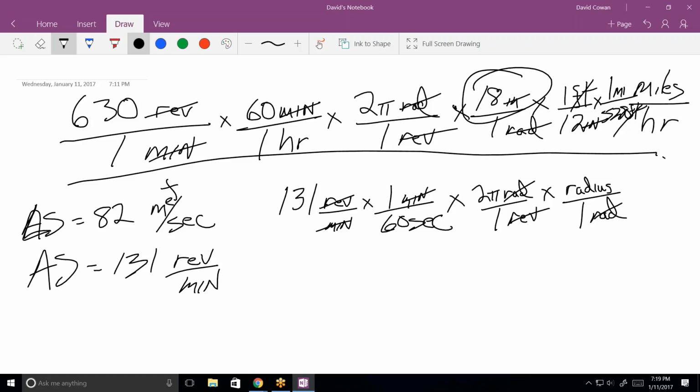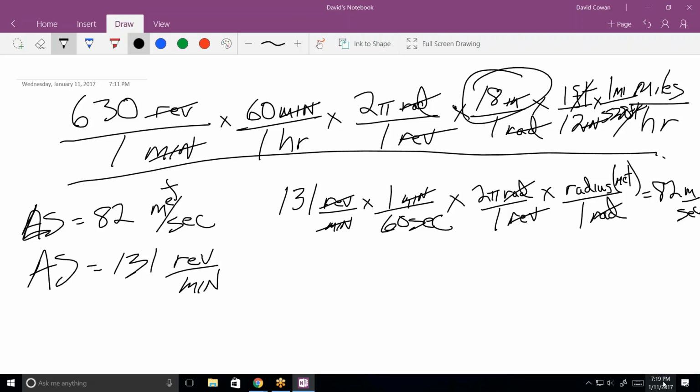Now the radius is going to be in meters. Remember, that's what I'm trying to solve for. So I'm in meters per second already, right? When I multiply all of those together, I'm going to get 82 meters per second. They gave us that as the linear speed. So now all I have to do is solve for radius. Everything else is a number.